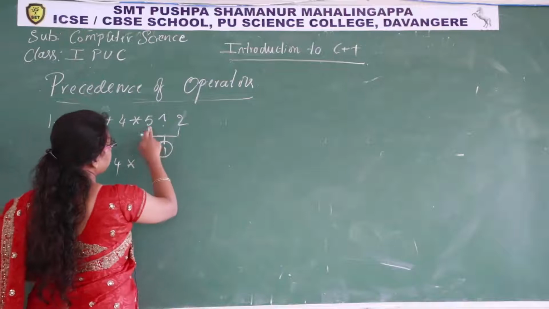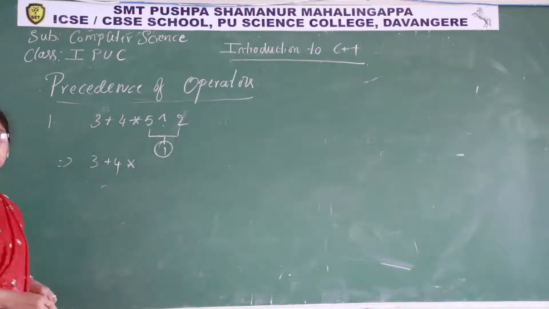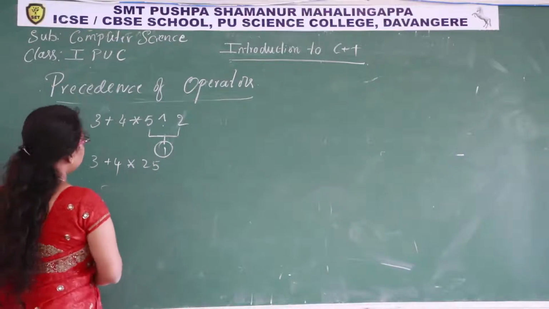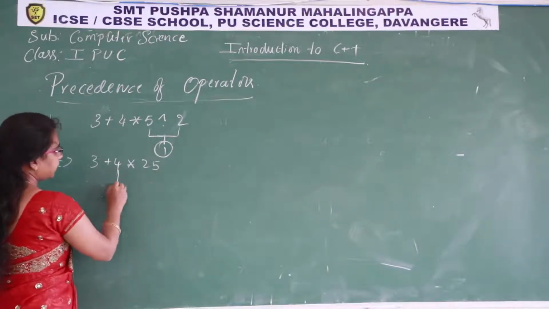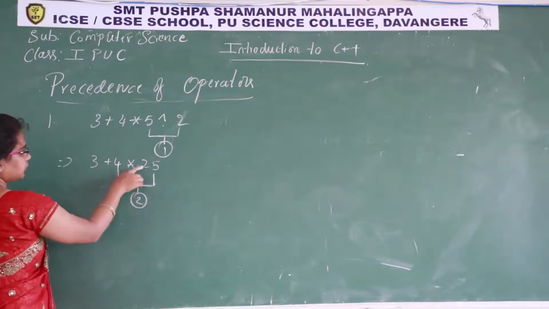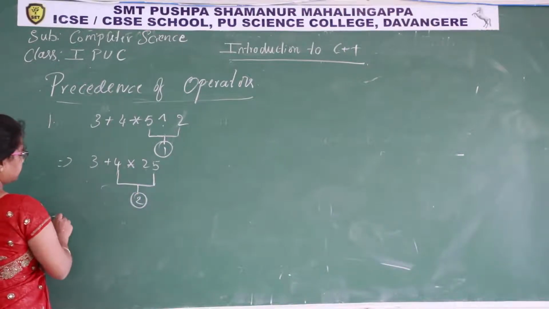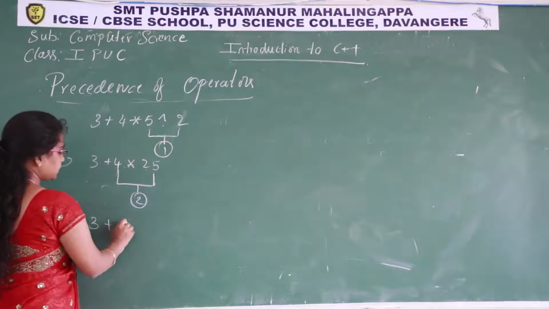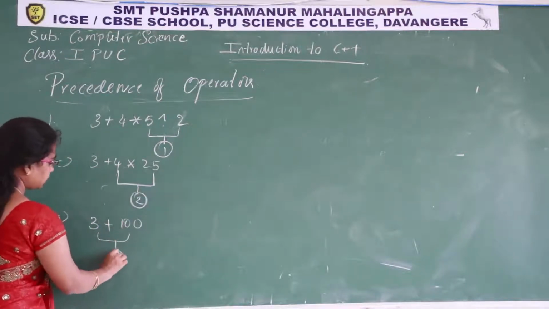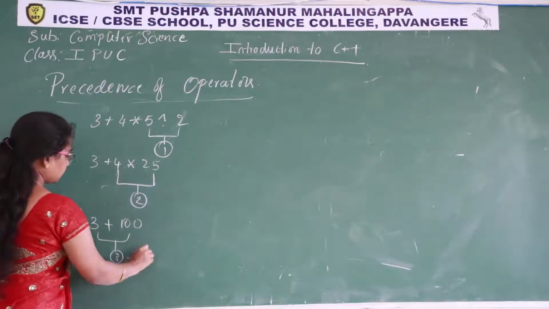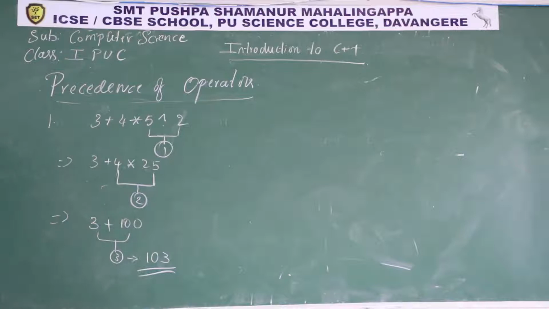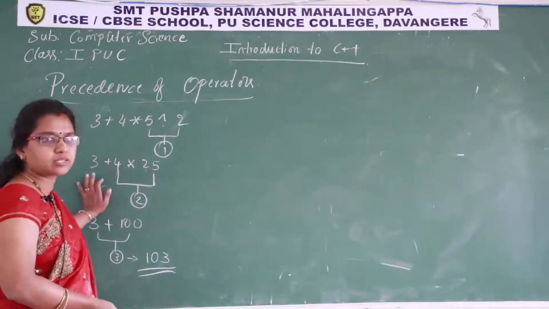5 to the power of 2, 25. Now star has the next priority, 25 into 4, 100. Third step, 3 plus 100. Now in the last step, this is third one, so it gives 103. In this order it executes it.